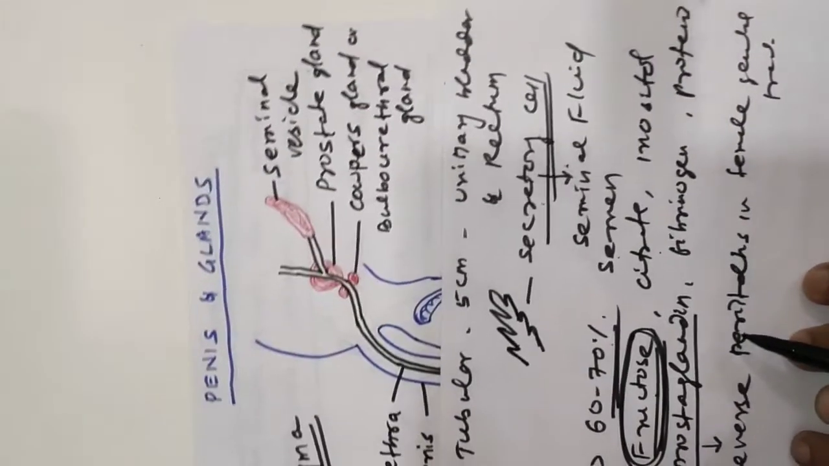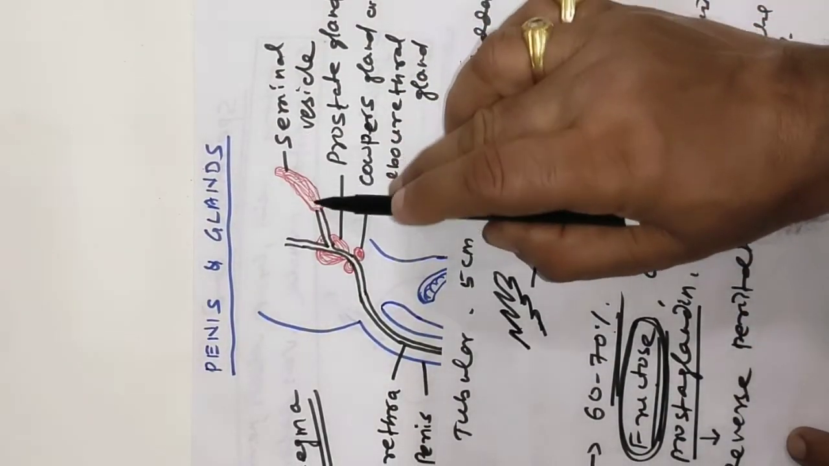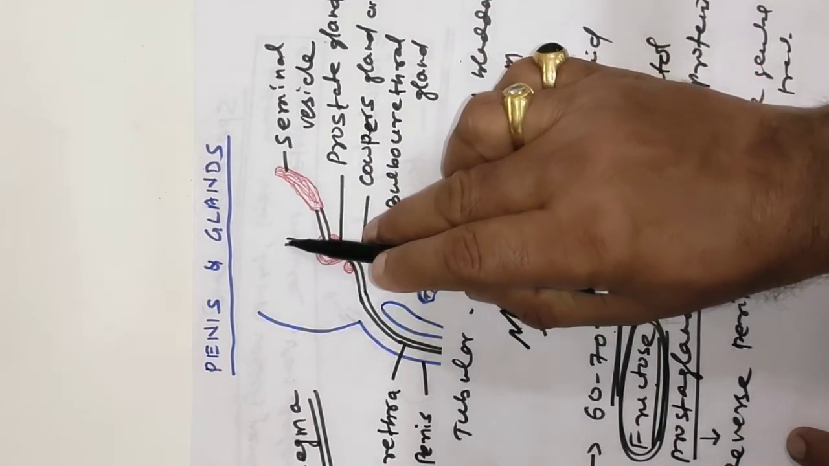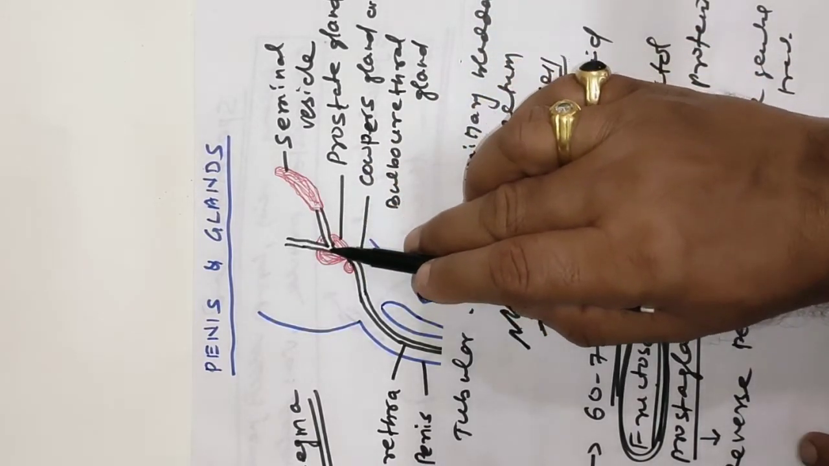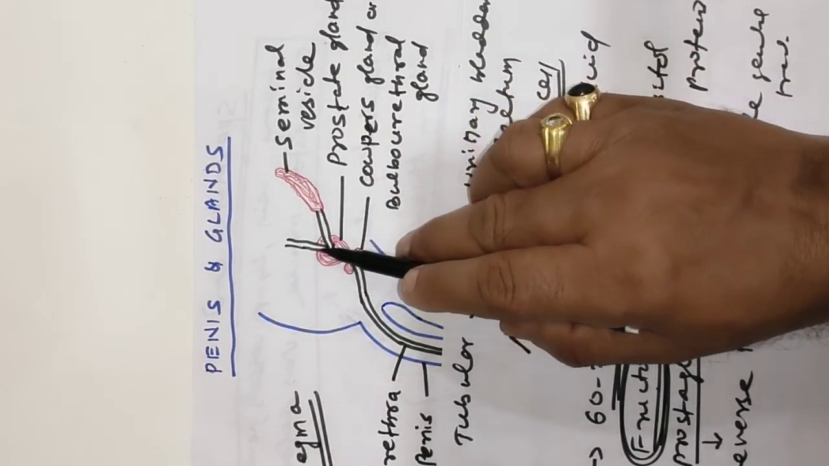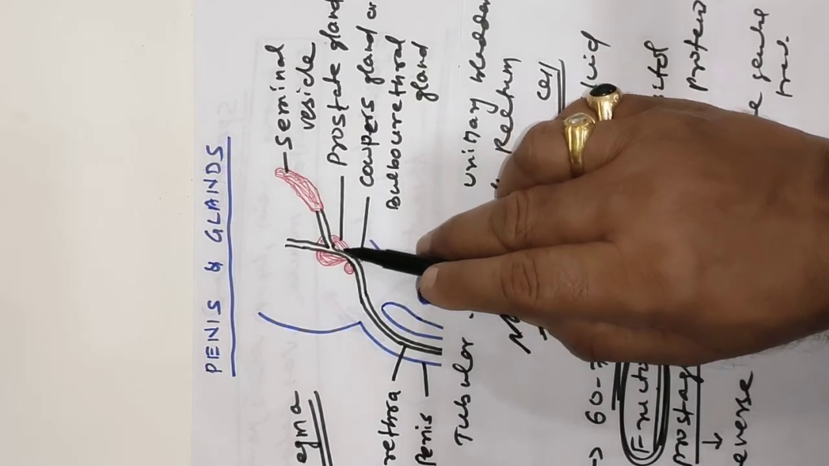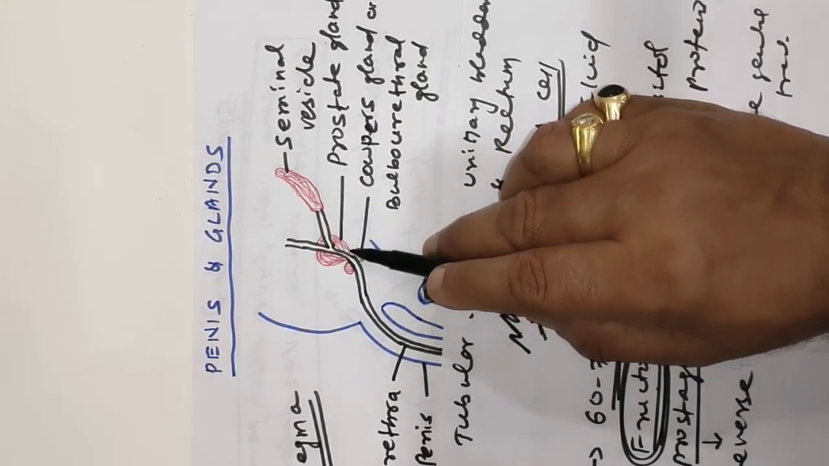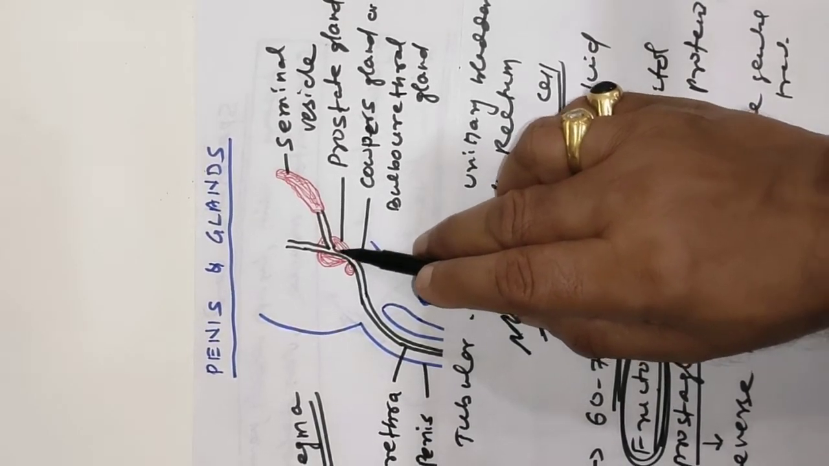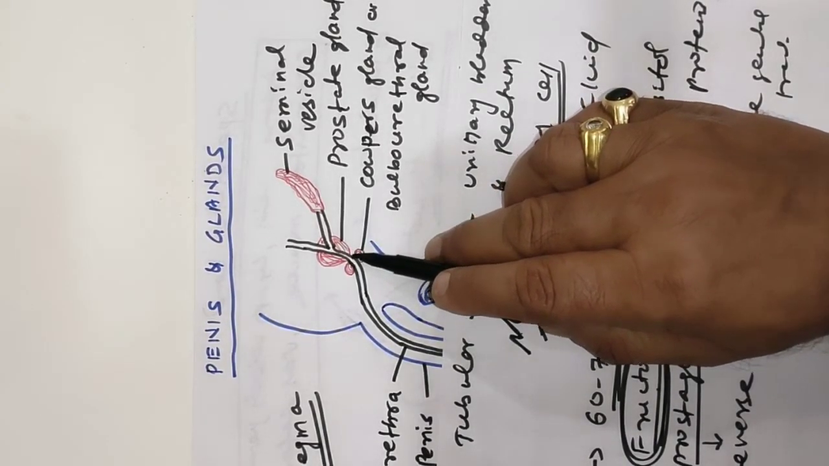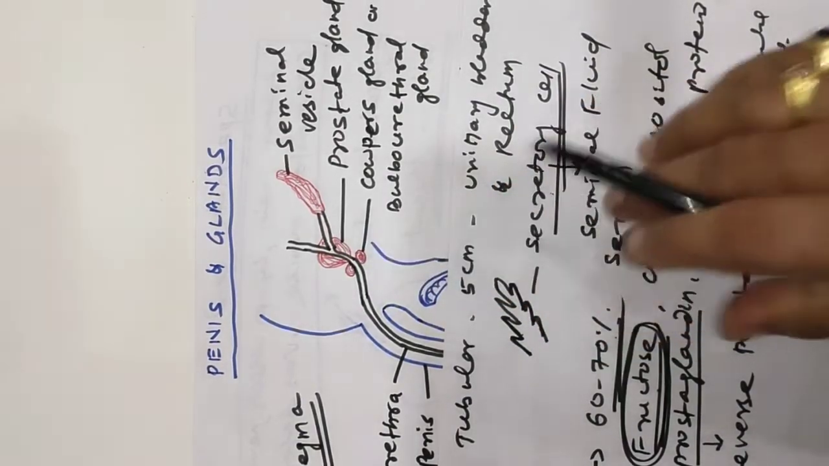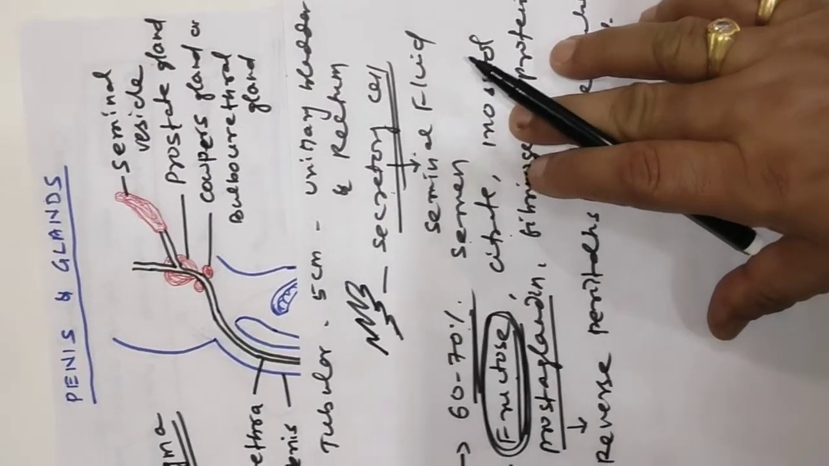The duct of the seminal vesicle, clear? The duct of the seminal vesicle opens into the duct of vas deferens. The two ducts together form the ejaculatory duct. Clear? Second gland is the prostate gland. These are large, pyramidal shaped.